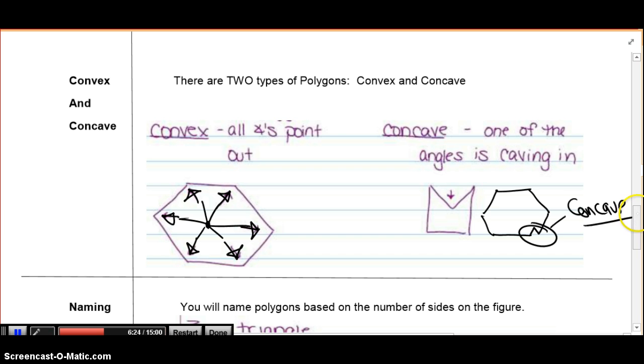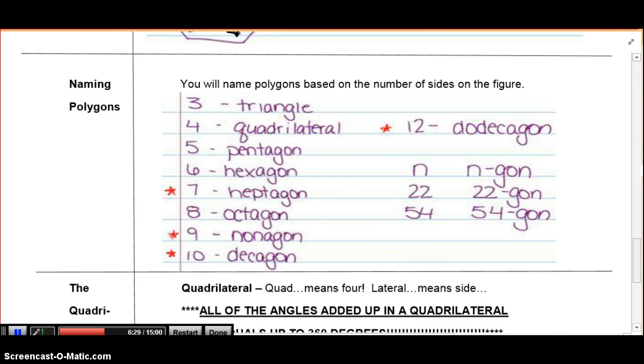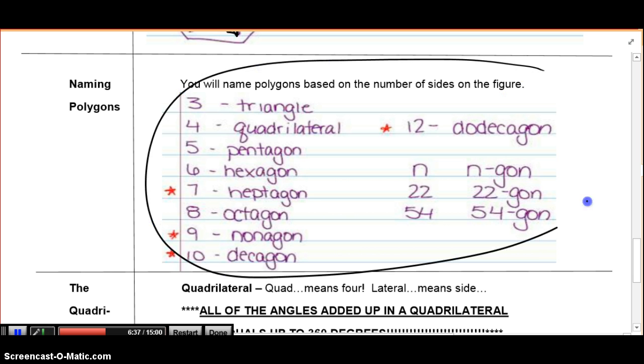All right, almost there. Almost done. Next thing we have is we have naming polygons. You want to keep this handy. You want these notes to be around you. That or you got to memorize, which you see right there. But those are all the different ways that you are going to be naming polygons.